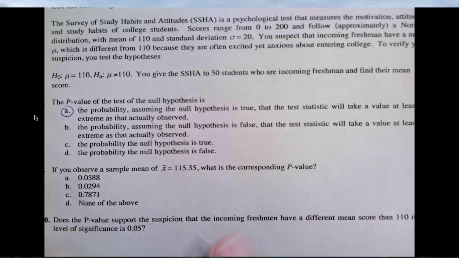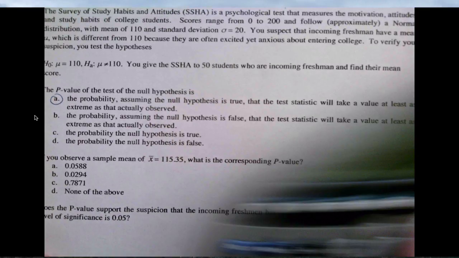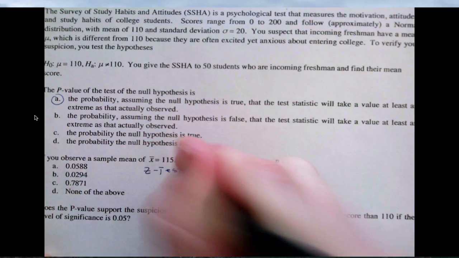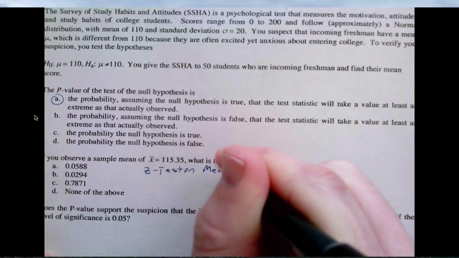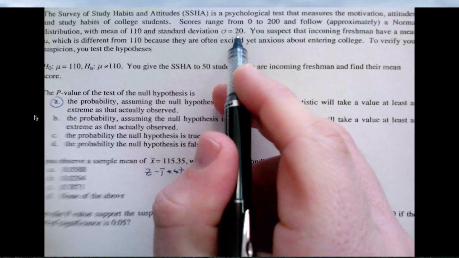If you observe a sample mean of 115.35, what is the corresponding p-value? Okay, we can do this. So, again, this is a z-test on mean because we know the standard deviation. Okay, so they told us up here the standard deviation of this test is 20.